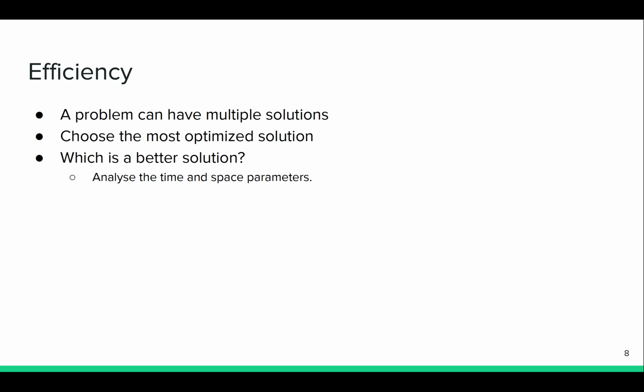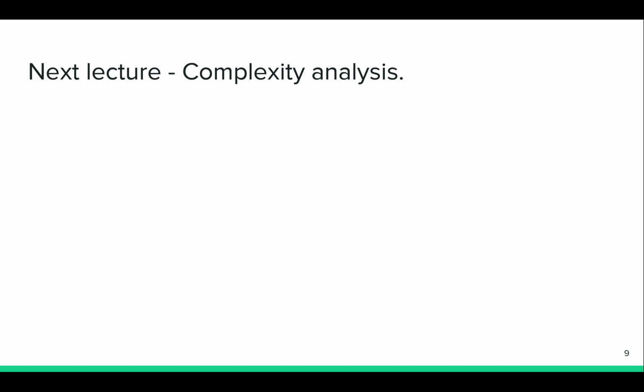That means that given an algorithm, and the algorithm is actually giving me a solution, we are trying to analyze how much time the algorithm is going to take to run, and also how much memory the algorithm is actually consuming to give me a solution. So based on these two parameters, time and space, we are defining the efficiency of the algorithm.